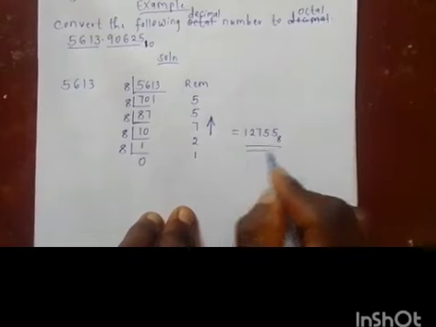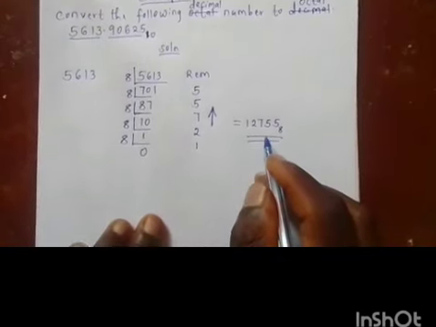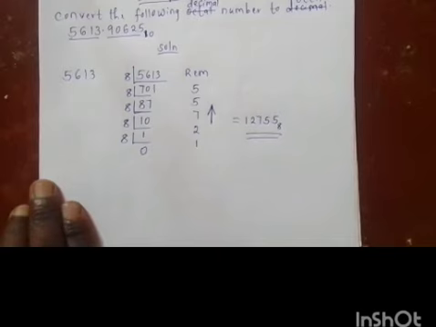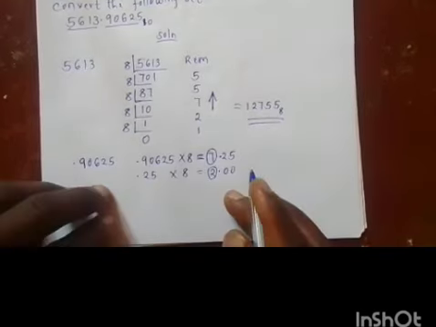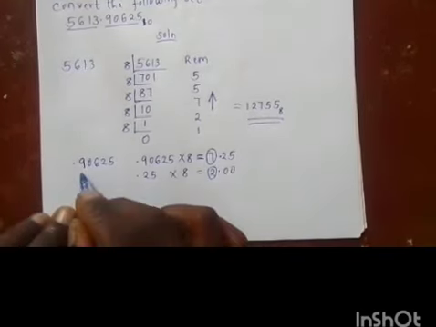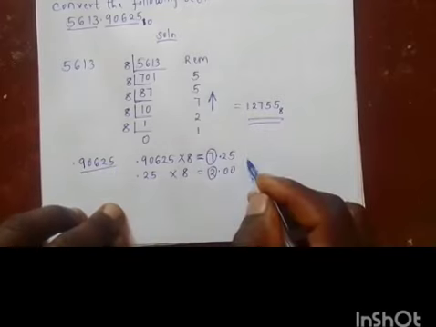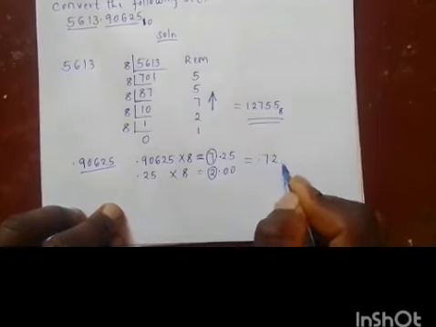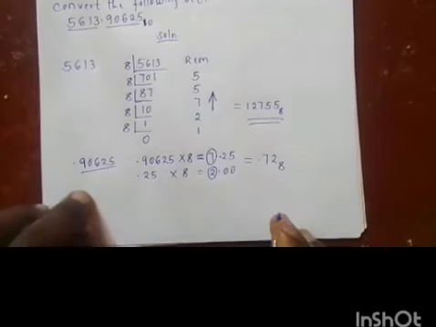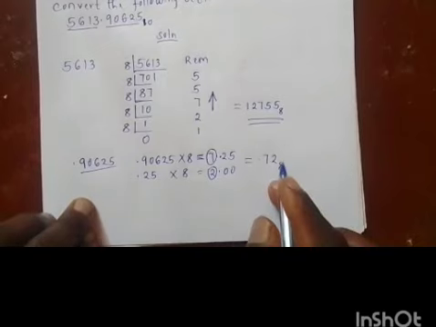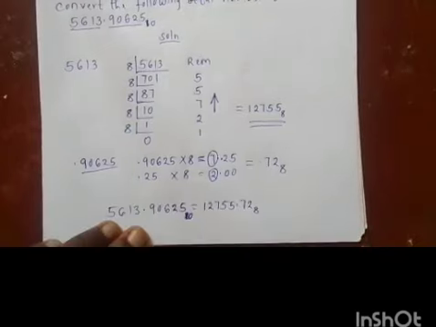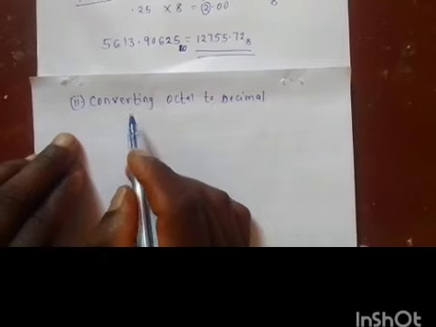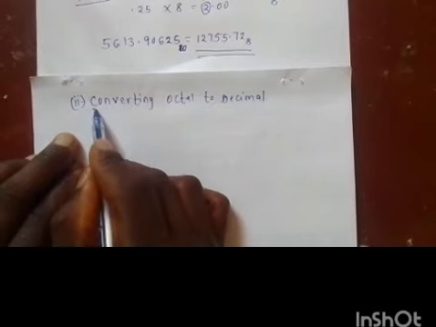So let us move to the fraction part. The answer of the fraction part is this. By combining these two answers, we can write this. Right, so let us look at the second part, that is converting octal to decimal.